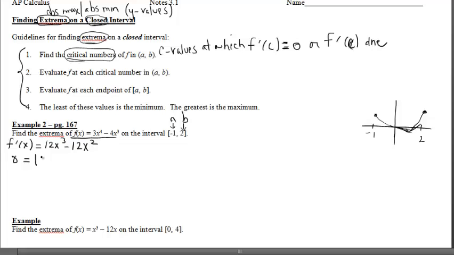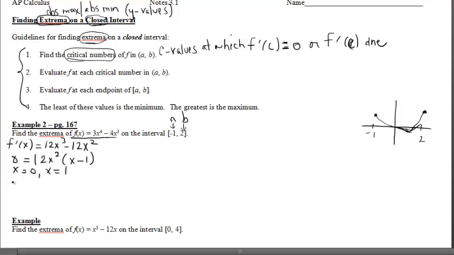So let me factor out 12x squared. And I'm left with what? X minus 1. All right, so at this point, I see that x equals 0 or x equals 1. So these are my two critical numbers.